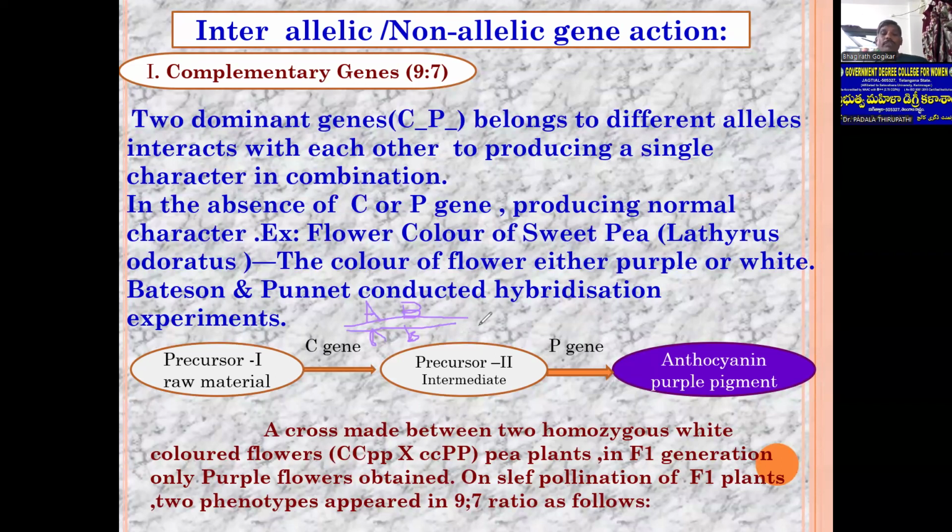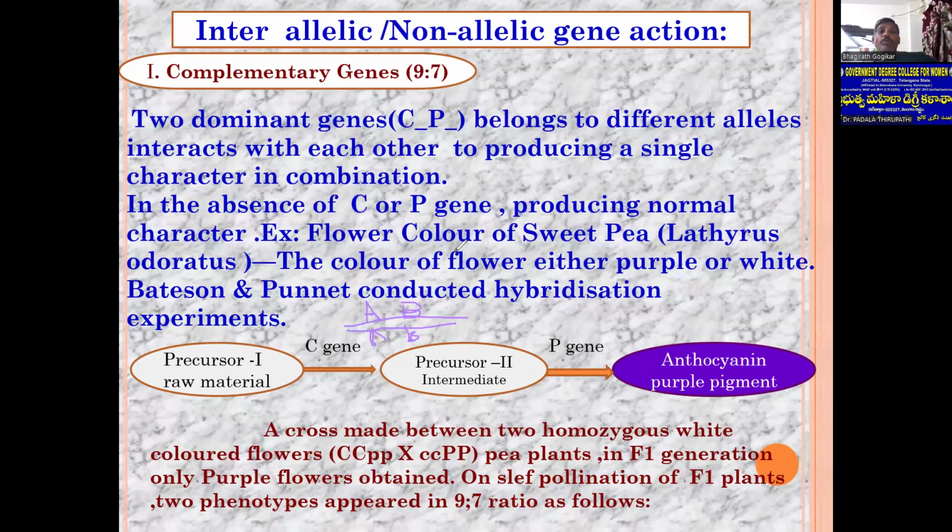By interaction between these two alleles, we are getting different phenotypes in the F2 generation. How is it? We can go through them one by one. The first example is complementary genes. It indicates a modified Mendelian ratio of 9:7. What is the ratio of complementary genes? 9:7.